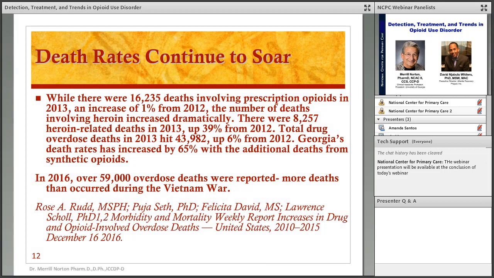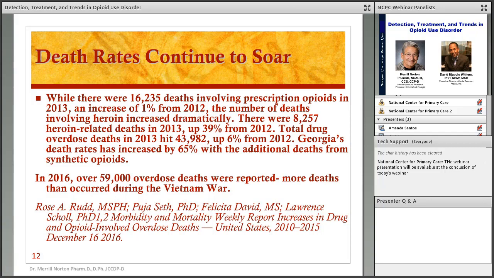The reason I'm here and participating today is that we continue to have a death rate that continues to skyrocket. Most of you are familiar with statistics, and they change from year to year, but I will say this: in 2016, over 59,000 overdose deaths were reported. That number is greater than the deaths that occurred in the Vietnam War. We anticipate if the continued rate at this particular year in 2017 continues, we will have almost 70,000 overdose deaths.